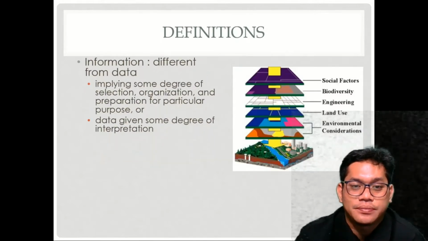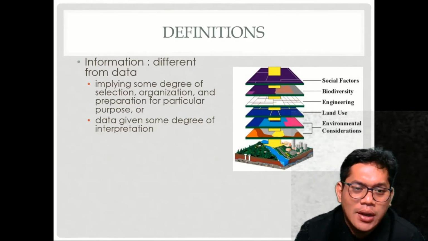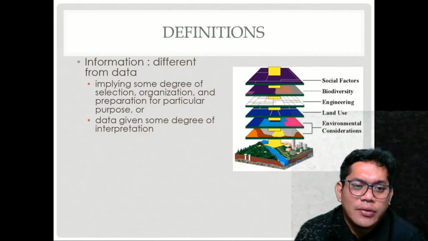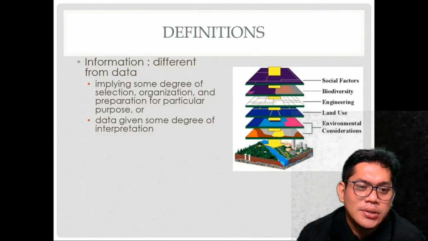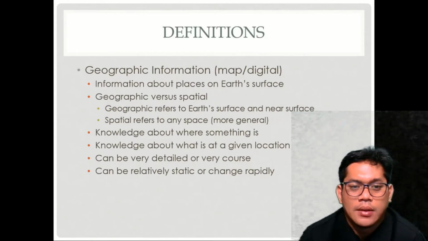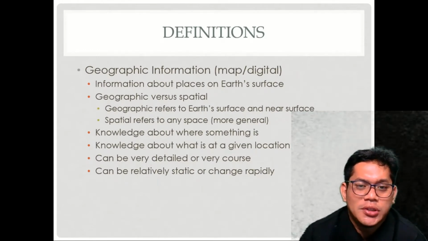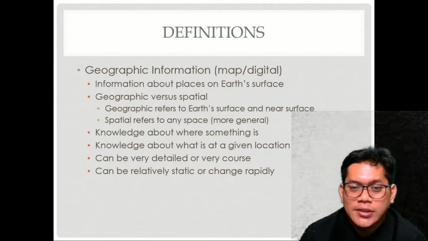Information in GIS is totally different from data, where it implies some degree of selection, organization, and preparation for a particular purpose. This kind of information basically gives some degree of interpretation of the data. And geographical information, it could be a map or digital, which is information about places on the Earth's surface.